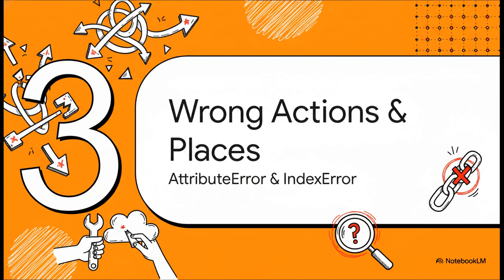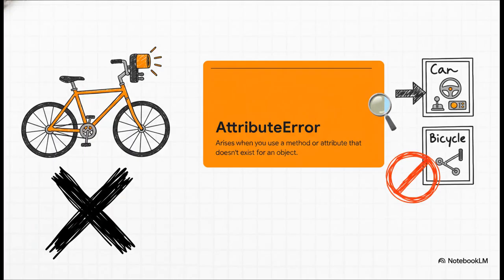All right, let's move on to our final category of errors. These ones are all about trying to do the right thing, but on the wrong kind of object or in the wrong spot. Let's take a look at attribute error and index error. Think of an attribute error like this. You're trying to use a feature that something just doesn't have. It's like trying to use a car's turn signal on a bicycle. The action makes sense, but not for this specific object.